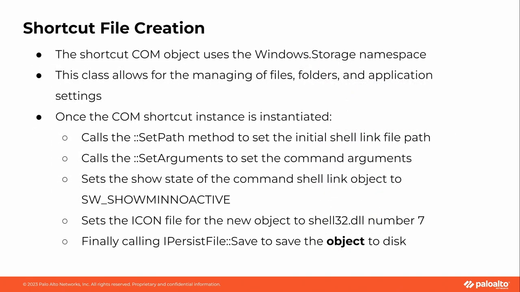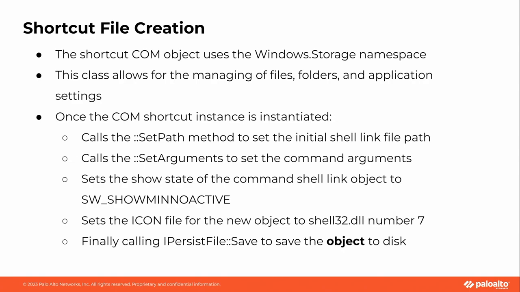So how does this malware use that shortcut COM object? You first create an instance of it. Once you've instantiated that instance, then you have these different methods. So the first one being SetPath. You set your path to X32 debug in this case. You set any arguments that may be required to run that executable. Most importantly, you set SW_SHOWNOACTIVATE. You don't want anything blinking to the screen.